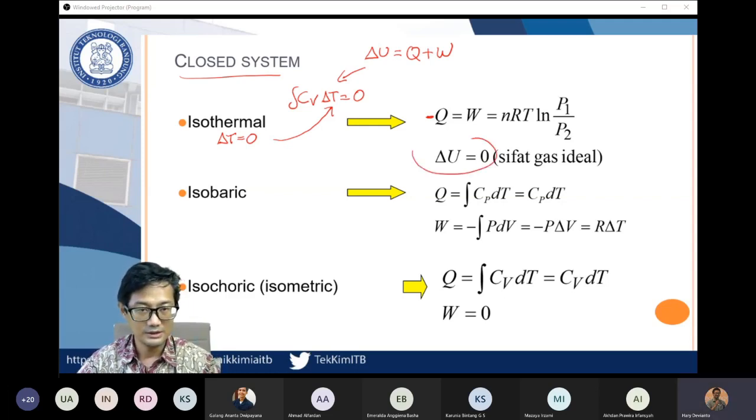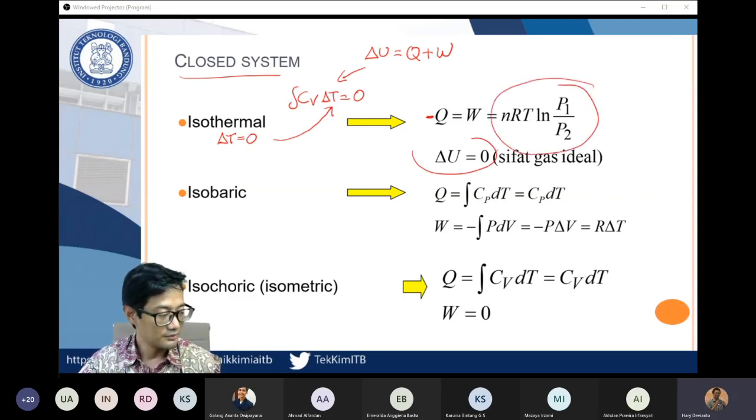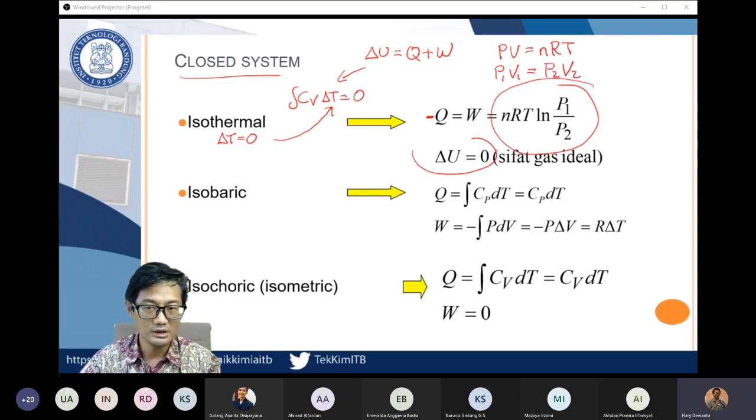So remember this one. You can calculate based on this, or you will have any other information that you normally use, because PV is equal to nRT and the temperature remains constant. It means P1 V1 would be equal to P2 V2. This is the standard formula that you normally use for isothermal calculation.